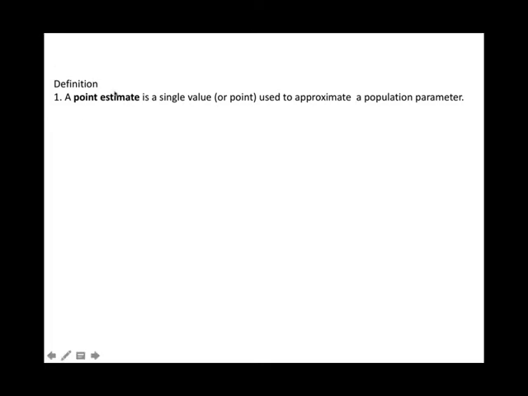And what is a point estimate? Actually, we learned how to find the point estimate already in chapter 3. We know how to find the sample mean, right? The sample mean is a single value, and we use it to approximate a population mean. Or we know how to find the sample proportion. The sample proportion is a single value, and we use it to approximate a population proportion.